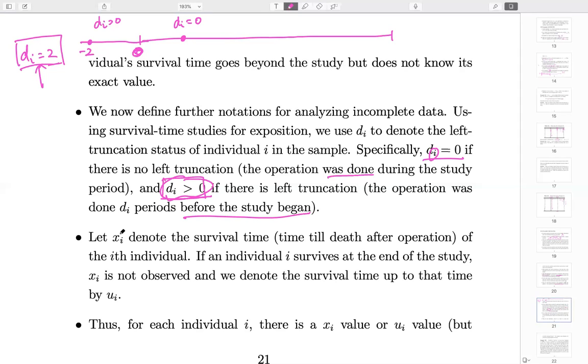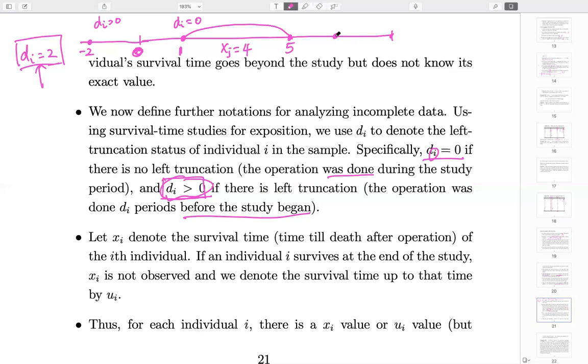And then we use X to denote the survival time. So let's say for another patient, the operation was at week 1. He passed away at week 5. Then for this particular patient, let's call it XJ, would be 4, meaning he or she survived 4 weeks after the surgery. But as already mentioned, it's possible that someone survived longer than the end of your study, right? So in that case, we will have to use a different number.